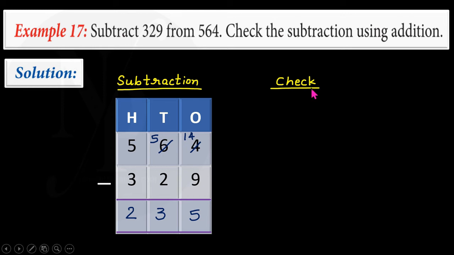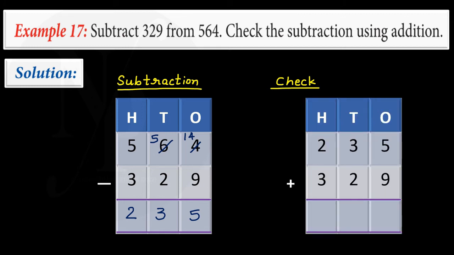Observe carefully. So what we should do is we should write down the answer we get in subtraction. Look here, we get 235 in subtraction. So we should write that here in the first line or first row, and the small number that we are subtracting from the larger number here in subtraction should be added with the answer.